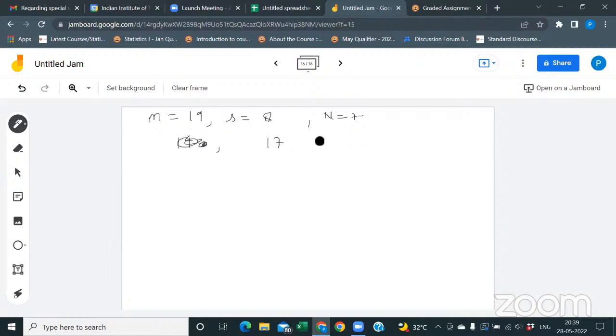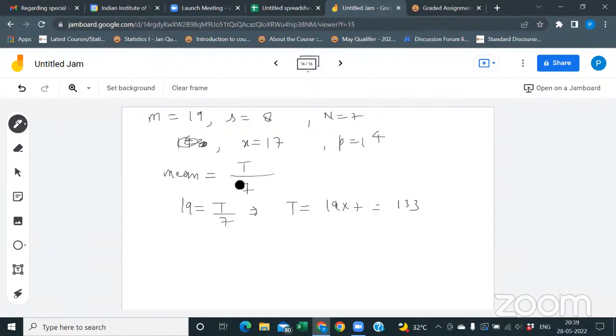Okay, so the correct value is 17 and the wrong one is 14. What will be the mean of your old one? Sum of observations, suppose I take it as t, divided by the number of observations, that means 7. Mean is 19, equal to t by 7, so t will be 19 into 7, which is 133.